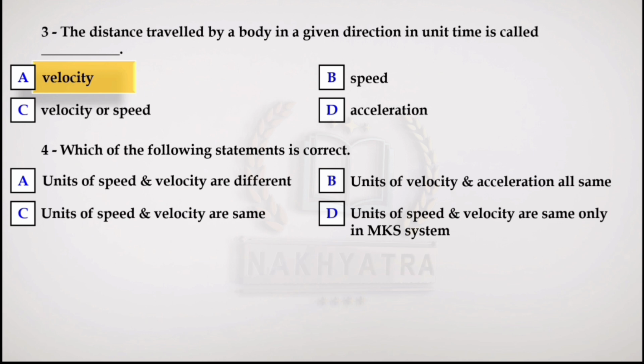So option B is also incorrect. Option C. Units of speed and velocity are same. Yes, because we know that the unit of speed is meter per second and velocity is also meter per second. So option C is the correct statement. And option D, units of speed and velocity are same only in MKS system. Definitely not. So C is the correct statement.